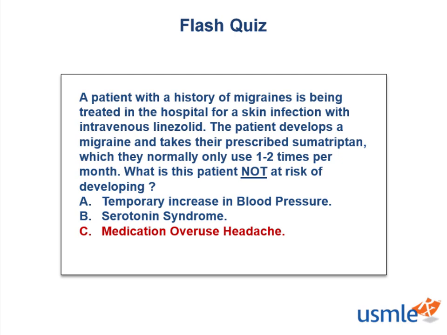In terms of the other answers, the patient may experience a temporary increase in blood pressure after taking sumatriptan, as it causes the vasoconstriction of blood vessels. Lastly, this antibiotic being used, linezolid, has serotonergic actions and, in combination with sumatriptan, could cause the serotonin syndrome.